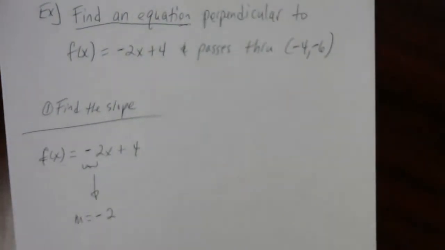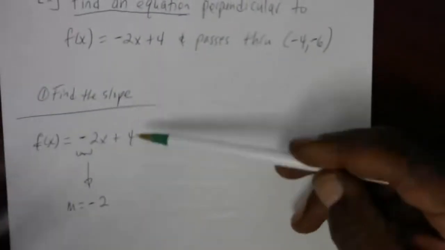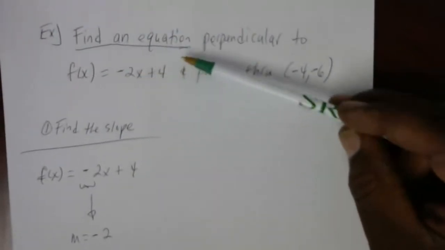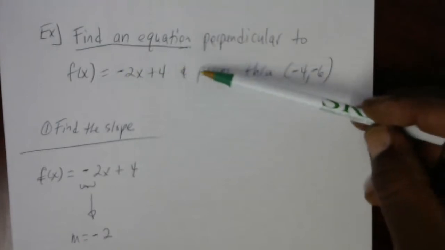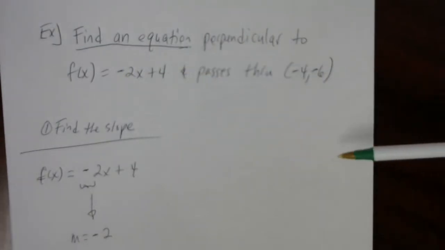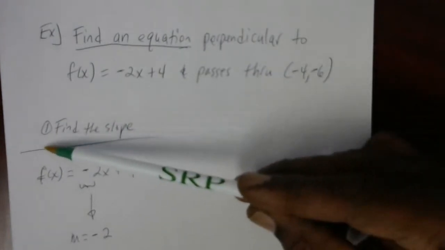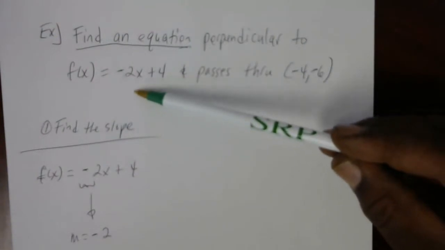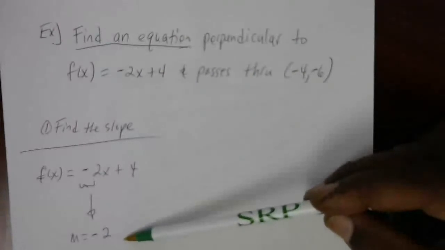Sorry about that. Okay, we're going to go ahead and take a look at the first part of the problem. Here we're asked to find an equation. So we know that we're going to utilize point slope form. In point slope form, we need to know the slope and a point on the line. So our first thing to do is to find the slope for the line we're given, which is negative 2x plus 4.